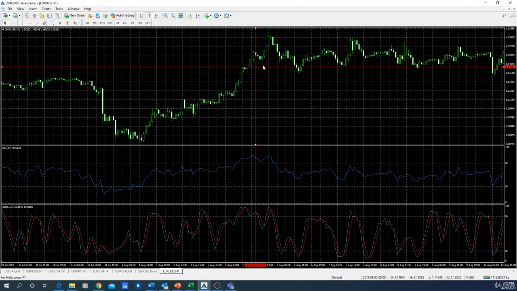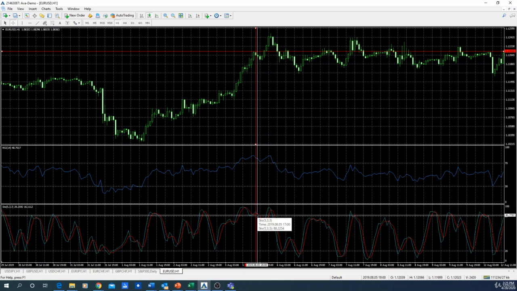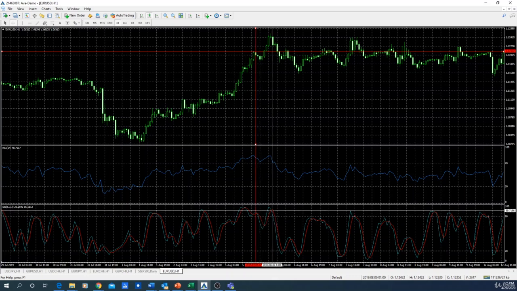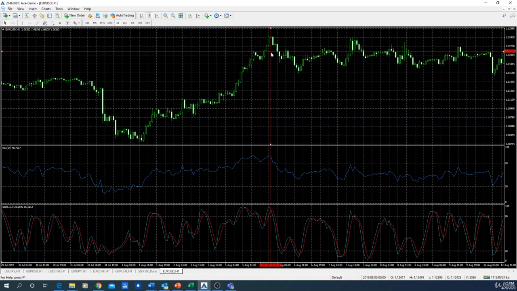So as you can see, your stop loss will be moved. And right now you do the exact same thing. You wait until the stochastic has a contact. So here we have a contact. Once again, it's higher than our stop loss. So what we want to do, we will move our stop loss here.